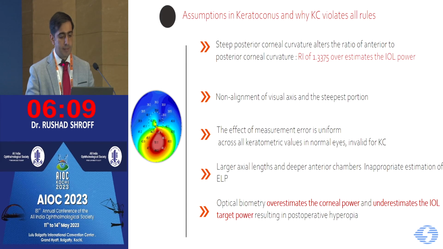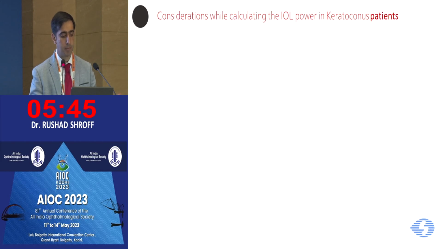So SRK/T violates these rules because the refractive index of 1.3375 does not actually work in this. Like I mentioned, non-alignment of the visual axis and the steepest portion, and the larger deviation of the ELP. The optical biometer tends to overestimate the corneal power, and therefore you get an underestimation of the target IOL power and a postoperative hyperopia.